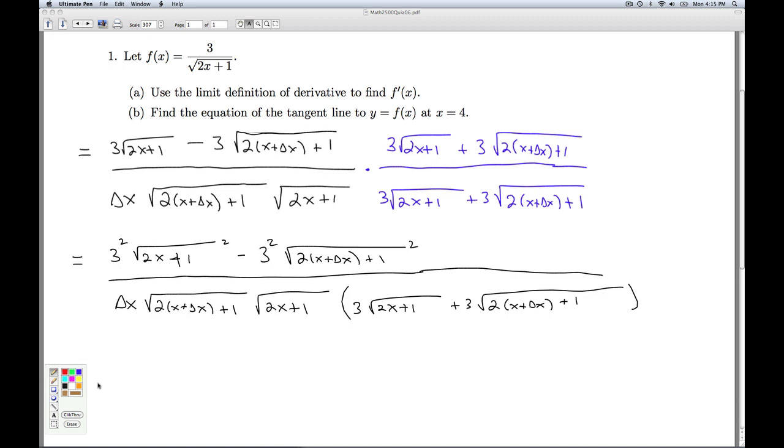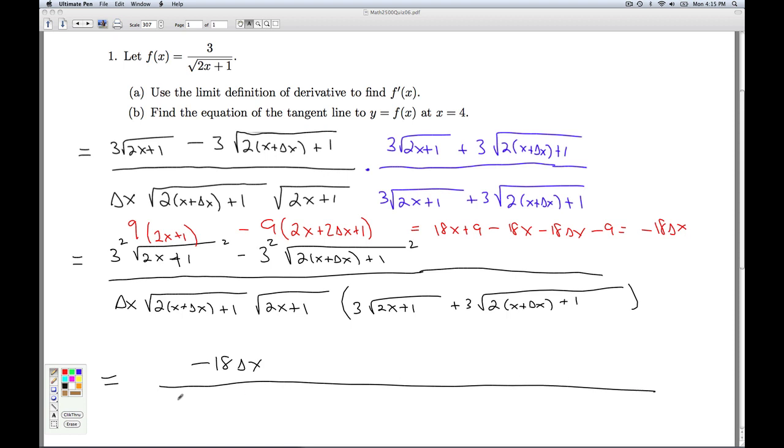So let's look at what's going to happen with this numerator. I've got 3 squared, which is 9. I'm taking the square root, then squaring it, so that eliminates the square root. Minus 3 squared is 9. Squaring the square root eliminates it. And I'm going to simplify 2x plus 2 delta x plus 1. When I simplify that further, what do I get? I get 18x plus 9 minus 18x minus 18 delta x minus 9, and I get negative 18 delta x. So that's what's going on in the numerator. I'm just going to get negative 18 delta x up there, divided by the obnoxious denominator.